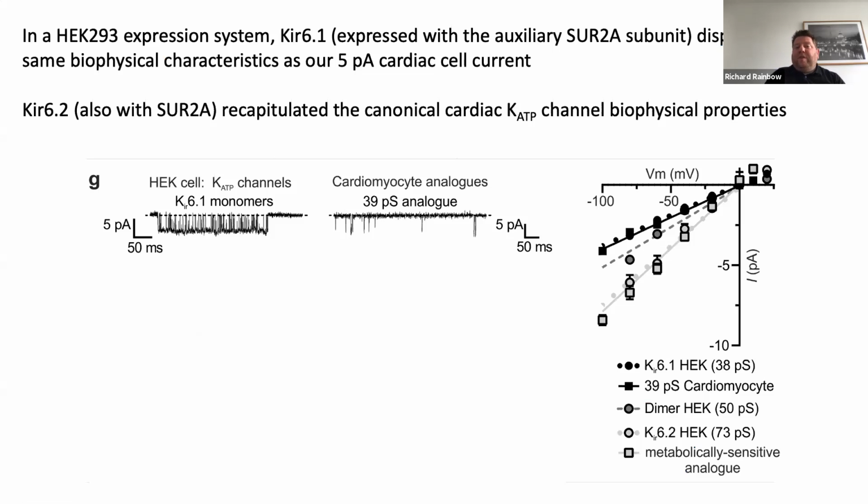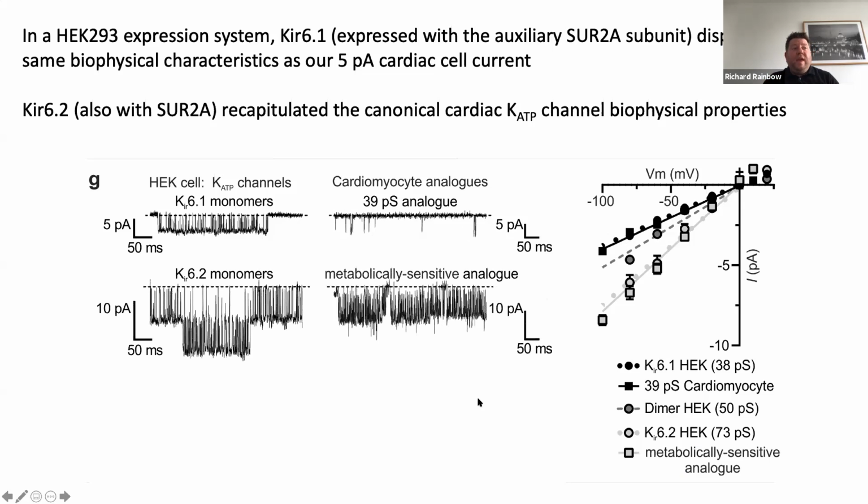So just to try and convince ourselves that it really was the KR6.1 versus KR6.2 thing that we thought it was, we expressed KR6.1 with SUR2A in a HEK293 cell. We measured the current in the same kind of way. And in our cardiac cells, we saw something which gave us this kind of opening. And in the HEK cells, we saw this. And these channels really did map in terms of their conductance. So this is the conductance for the channel in both systems. The dotted lines are the HEK cells and the squares are the cardiomyocytes. And the same if we did KR6.2, we got virtually identical channel properties. So we really did think that we were seeing two distinct KATP channels.